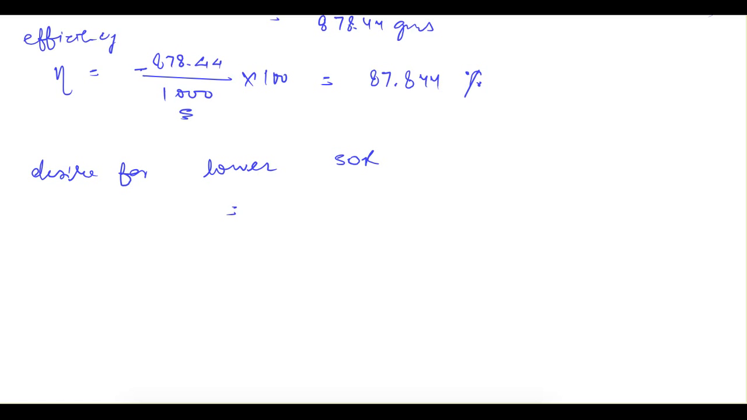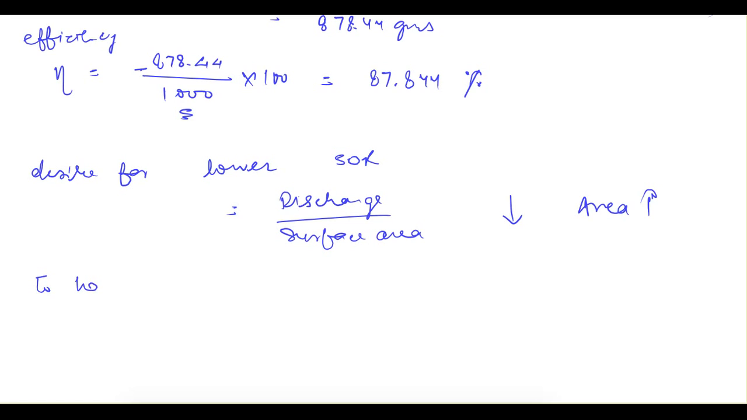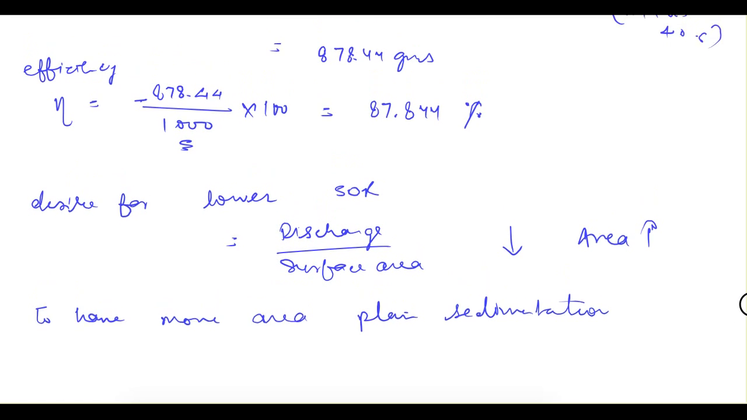So surface overflow rate is equal to what? Discharge divided by surface area. So this surface overflow rate can be decreased if we increase the surface area. So it is desirable to have more surface area for a plain sedimentation tank. This is about your sedimentation.